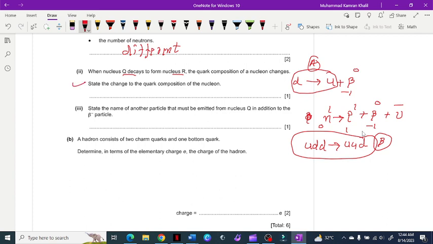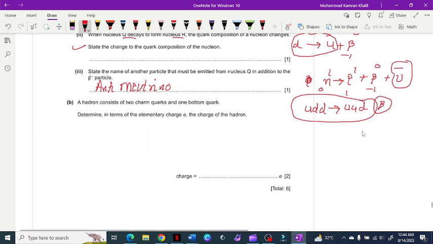State the name of the other particle. The other particle emitted is the anti-neutrino. The anti-neutrino is the other particle which is emitted in beta negative decay, and a neutrino is emitted in beta positive decay.